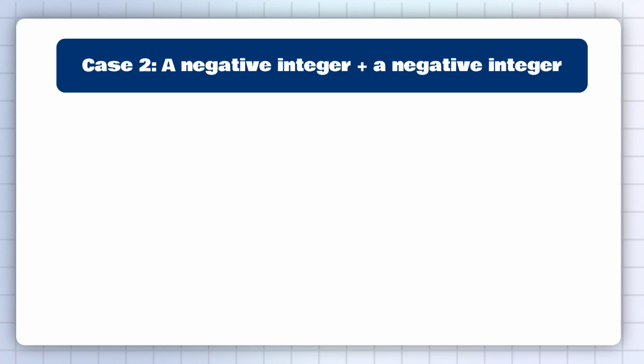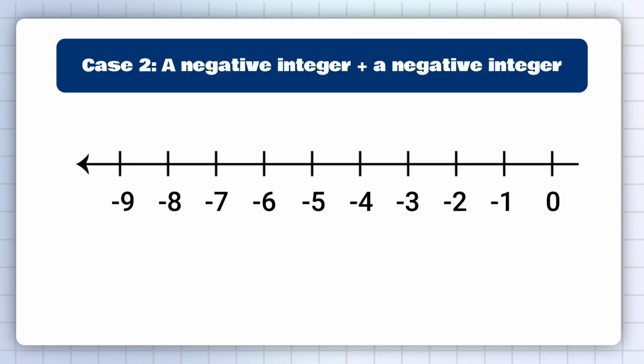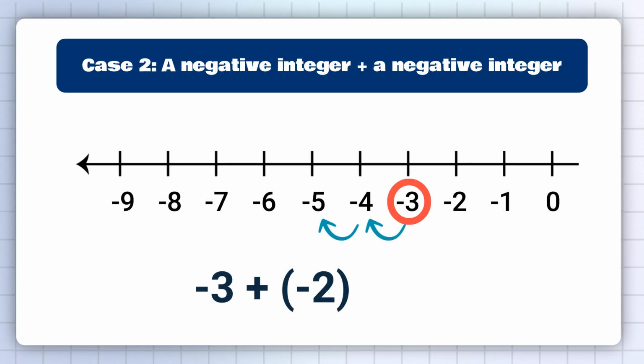Case 2, a negative integer plus a negative integer. In this scenario, think of the number line again. When adding two negative integers, you begin at one of the negative integers and count to the left, more negative, by the value of the other negative integer. For example, -3 plus -2. Start at -3 on the number line, then count backwards 2 units to the left. This moves you to -4, then to -5. So -3 plus -2 equals -5.